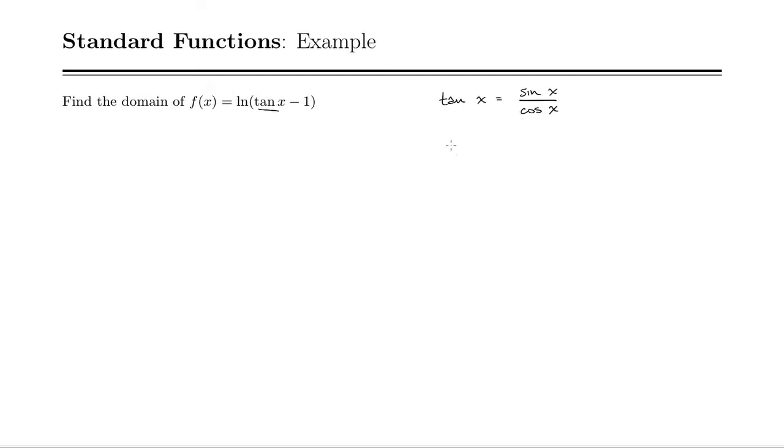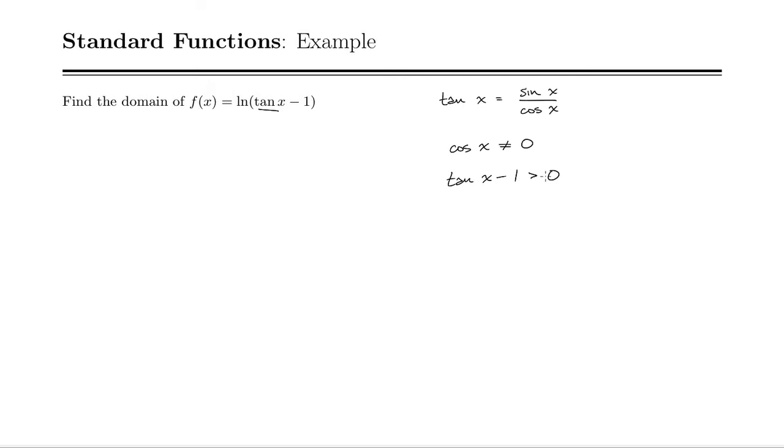First of all, we're dividing by cosine, so cosine of x cannot equal 0. The other thing we have is a natural log of tangent x minus 1. And for natural logs, the input has to be greater than 0.